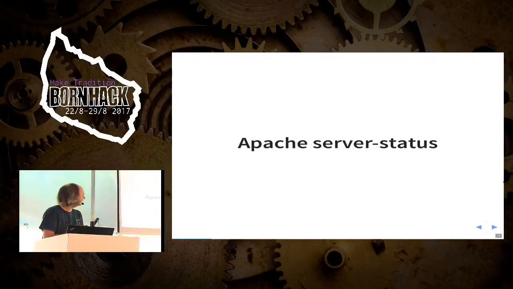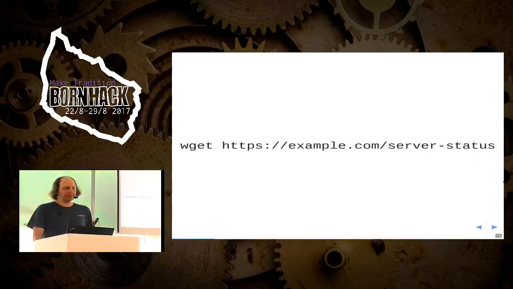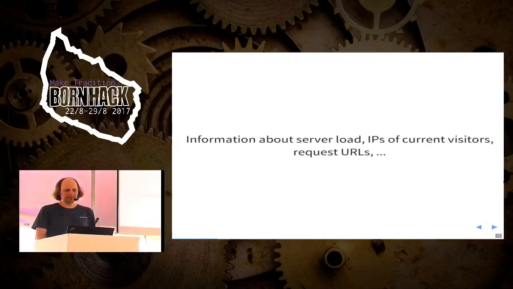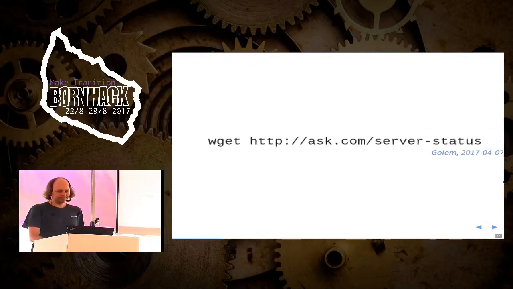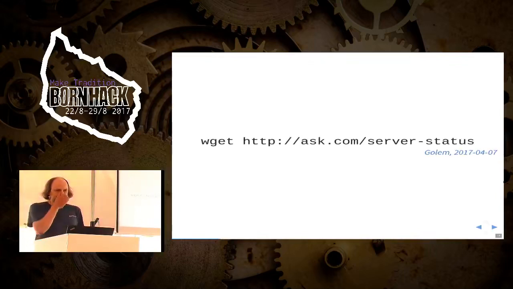Apache server status pages. Apache has a feature that you can enable a status module, and then you can call the web server with /server-status, and it gives you status information about the currently running server. It tells you things like the server load, the IP addresses of current visitors, and also the URLs that visitors requested. And some people make them public.